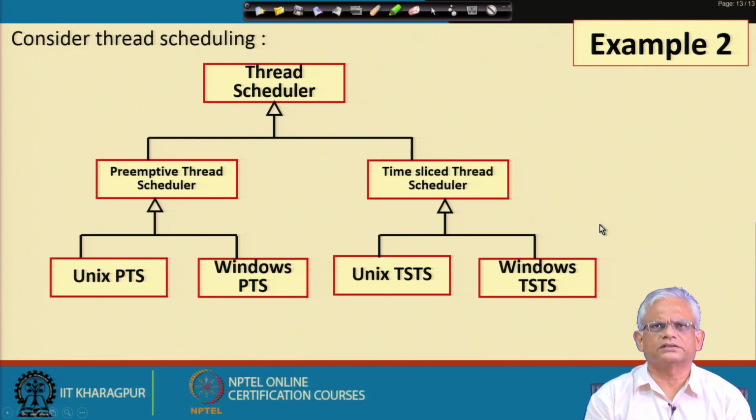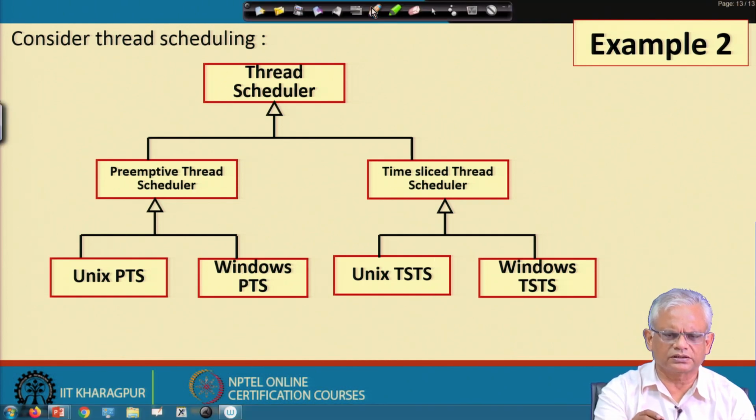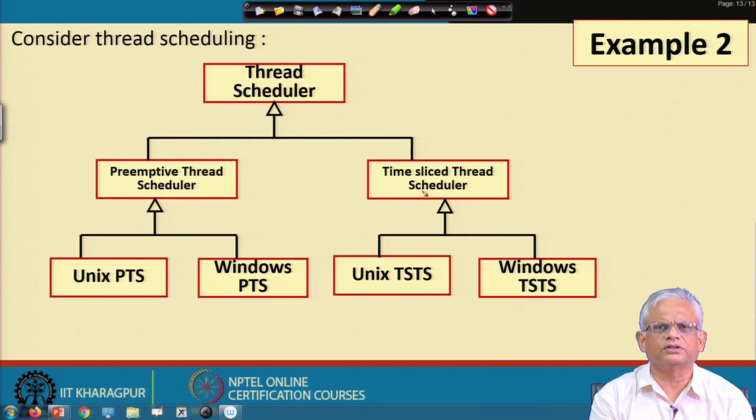Now, let us look at another example. We are given this hierarchy which some designer has come up with. So, he has the thread scheduler class here and then he subclassed it into preemptive scheduler and time slice scheduler. And then there is the Unix preemptive thread scheduler, the Windows preemptive thread scheduler. There are two types of preemptive thread scheduler, one for the Unix platform and another for the Windows platform.